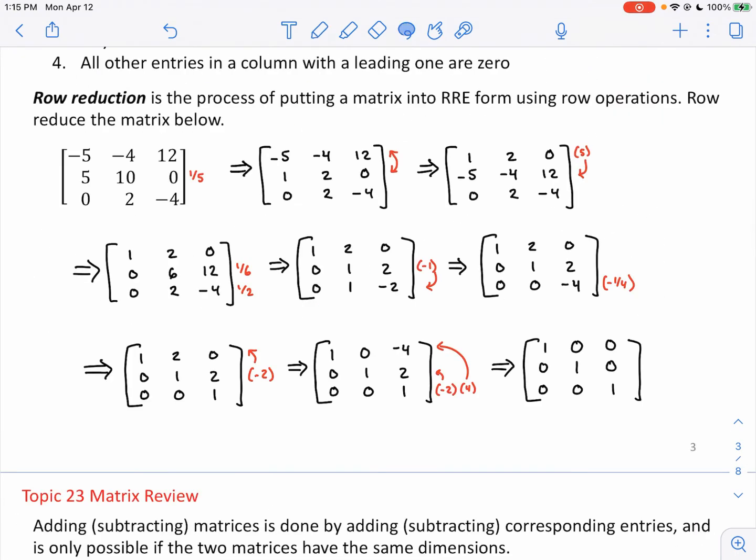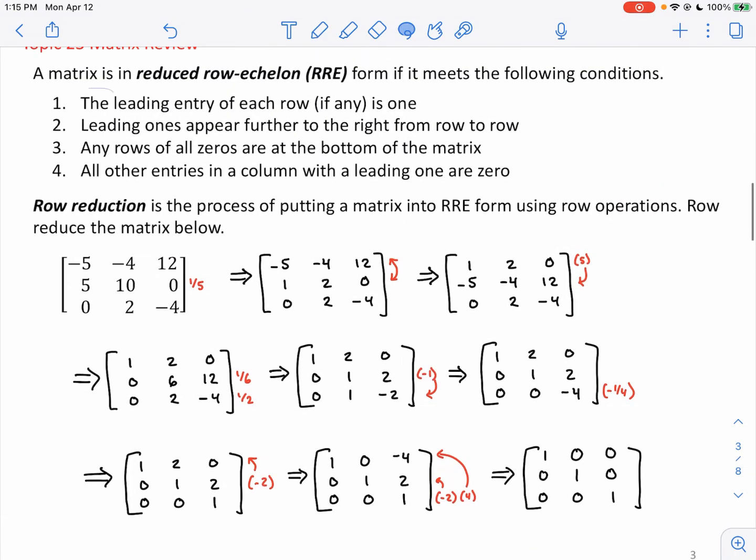Okay, now let's investigate all 4 conditions. The leading entry of each row is 1. Check. Those 3 ones there are all leading entries, and they're all 1s. Leading 1s appear further to the right from row to row. Check. So we sort of create this descending staircase of 1s, if you will. We have to go further to the right every time we look at a new leading 1 going down the matrix. Any rows of all zeros are at the bottom. Well, there are none, so condition 3 really just doesn't apply here because there are no rows of all zeros.